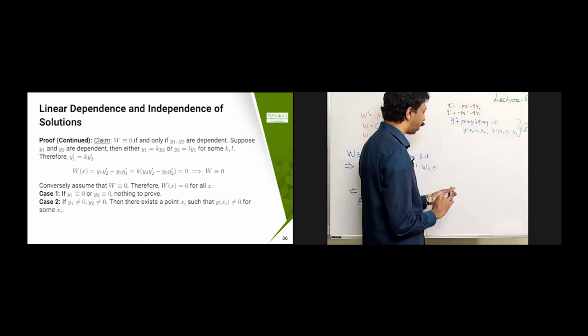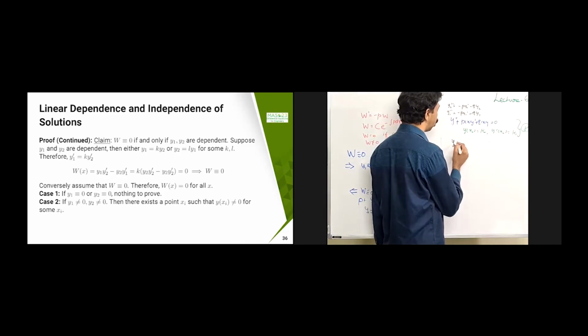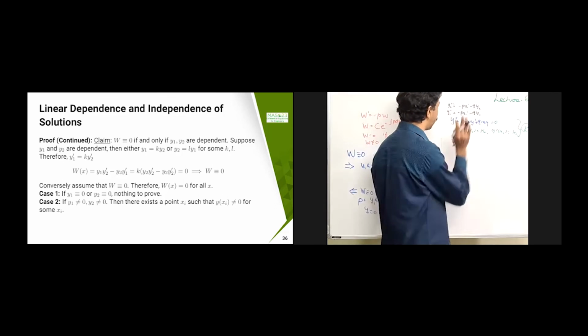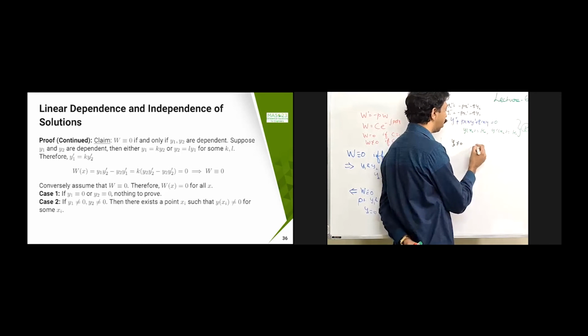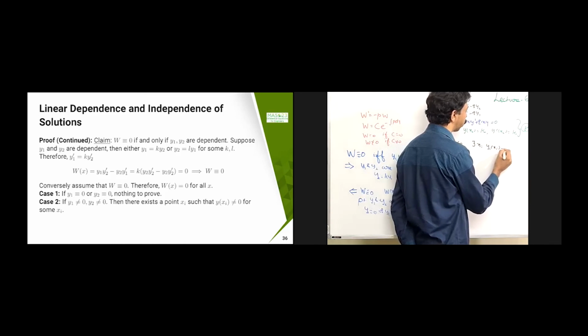Suppose y1 is not equal to 0. Either y1 is not equal to 0 or y2 is not equal to 0, so without loss of generality I take y1 not equal to 0. So y1 not equal to 0 means there is some xi such that y1 of xi is not equal to 0.